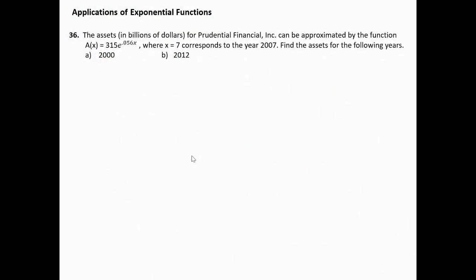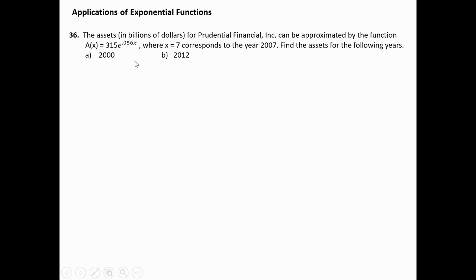Okay, now, how do you apply these problems in real life? So for example, this is number 36, and I believe I always assign one of these also in the exam. It says the assets in billions of dollars for the Prudential Financial Incorporated can be approximated by the function A of x equals 315 e to the 0.056x, where x equals 7 corresponds to the year 2007. Find the assets for the following years, for the year 2000 and for the year 2012.